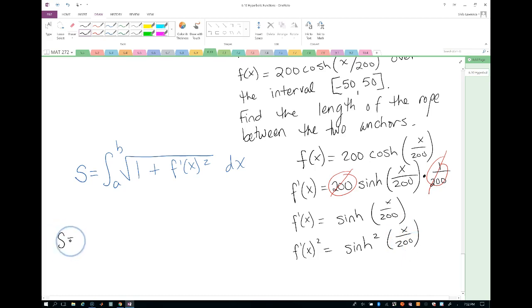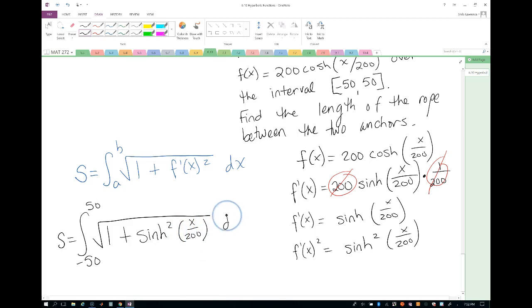So our arc length is going to go from -50 to 50, square root of 1 plus hyperbolic sine squared of x over 200 dx.